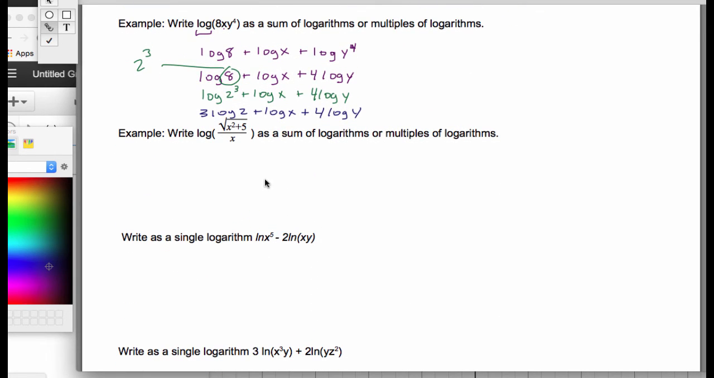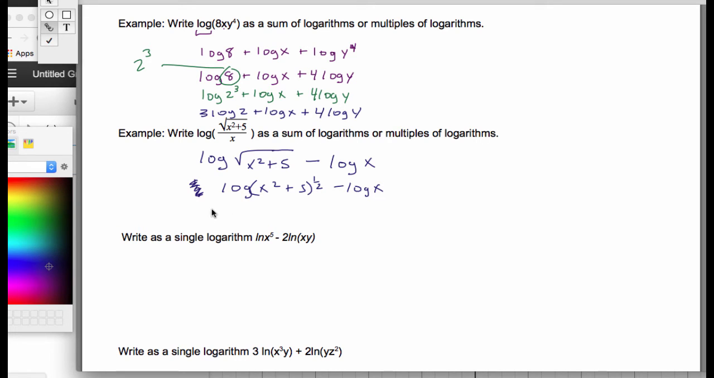Now, again, if you'd like to try to split or try to do this one by pausing and coming back, you can do that, but I'm going to go ahead and roll straight through. I've got a quotient here, so I'm going to split it up. Log of the square root of x squared plus 5 minus log of x. And when I do this, I need to remember that this square root can be written as a 1/2 power. So this would be, I won't skip that step, log of x squared plus 5, and that would be to the 1/2 power, minus log x.